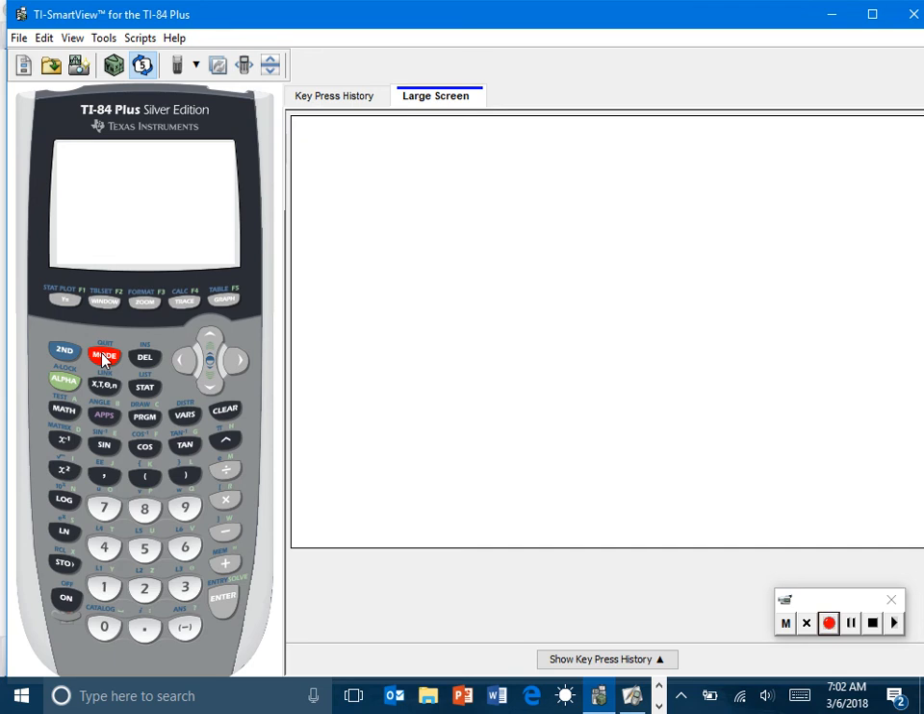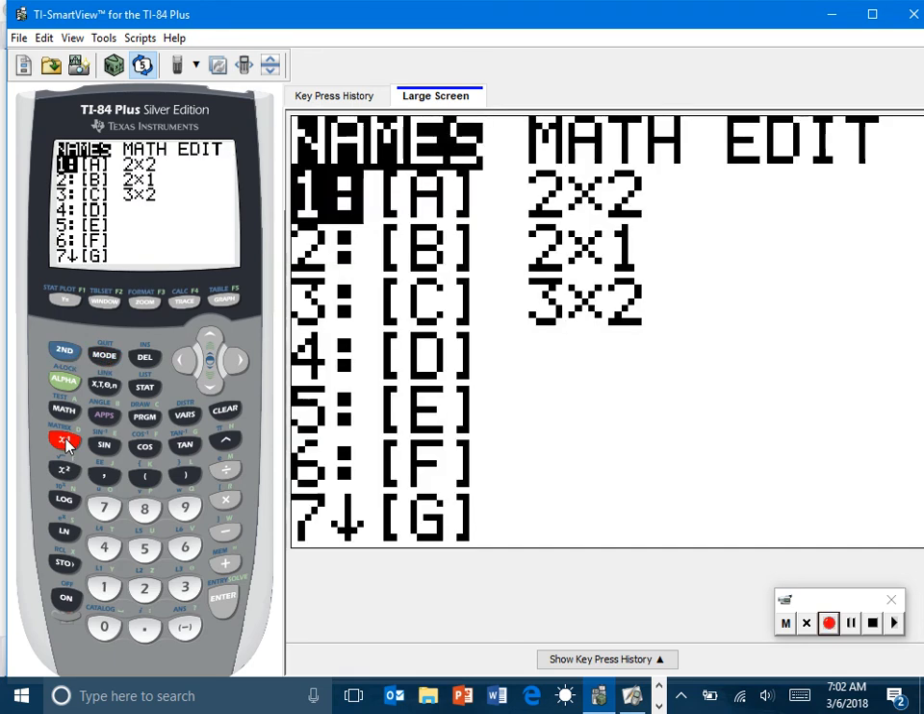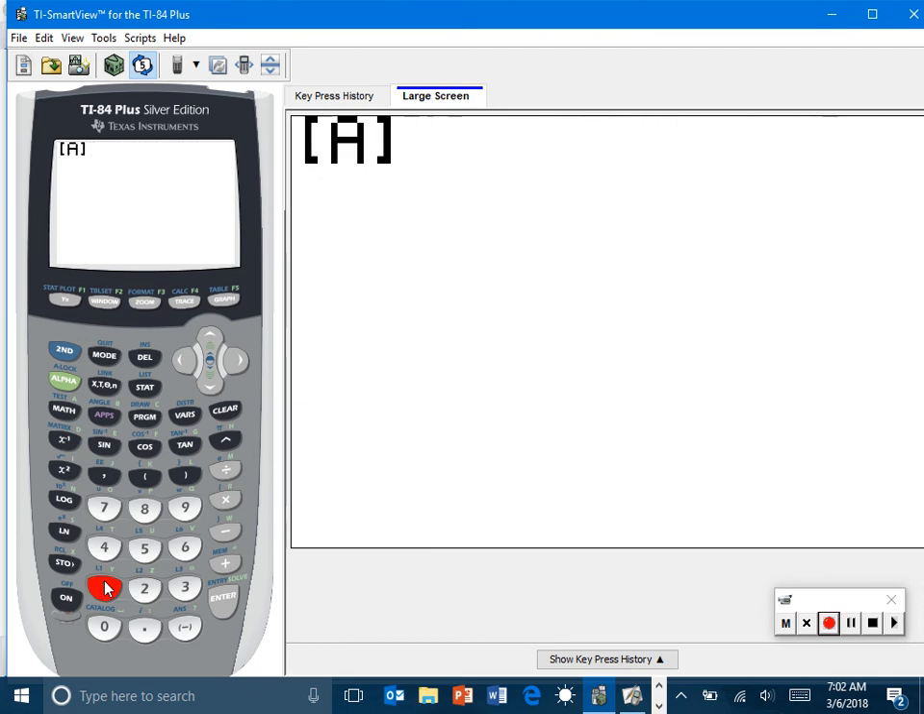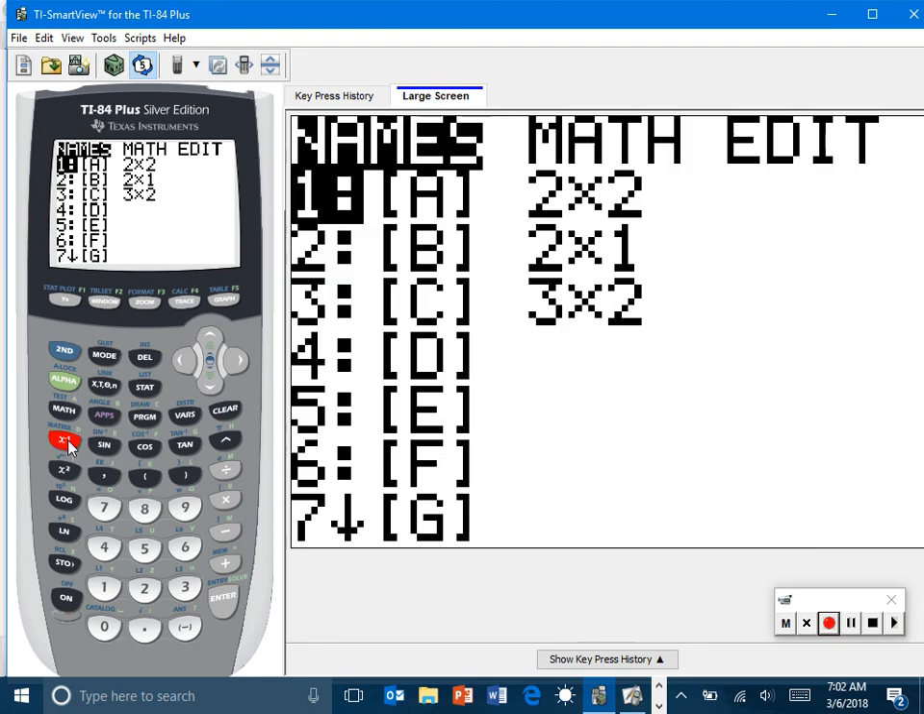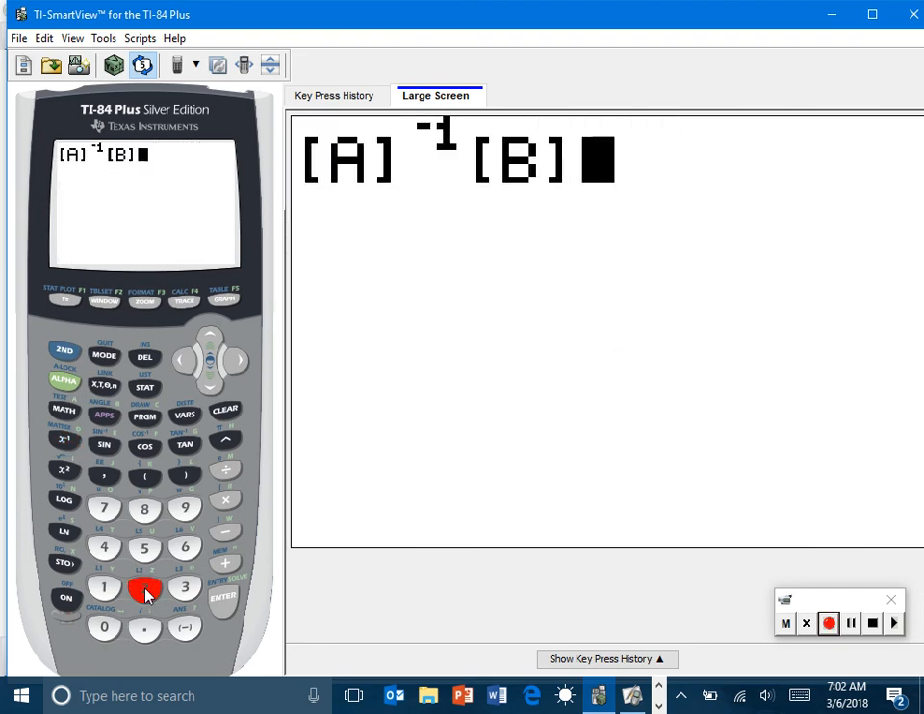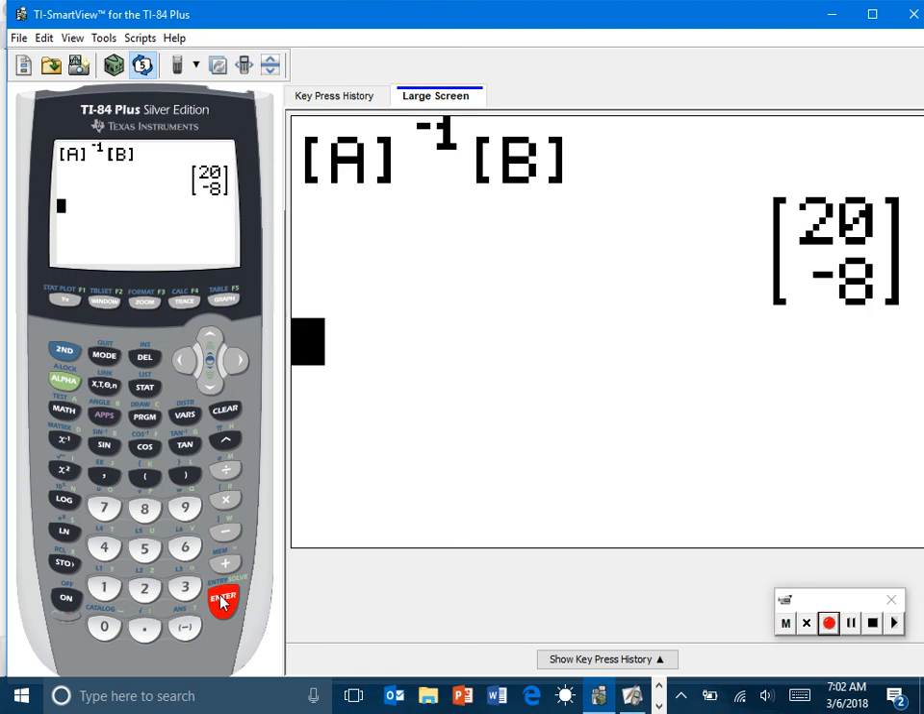So let's get the answer. Second matrix. We just pick number 1. We see that it shows up on the screen. We hit our inverse button, which is the x to the negative 1 button. Then we go back to our matrix, and we pick number 2. It is set up, so we just have to hit enter, and voila.